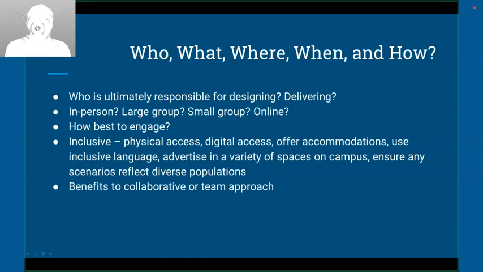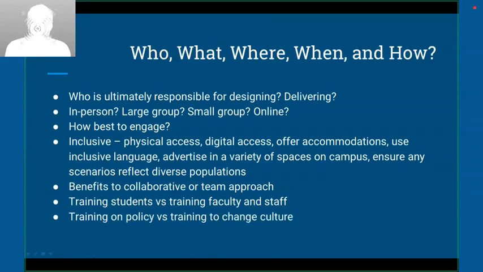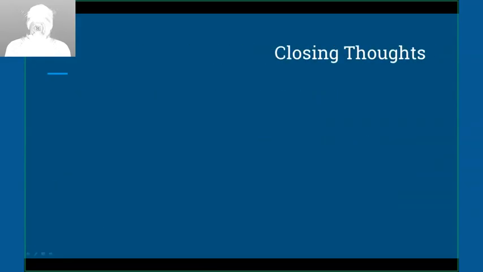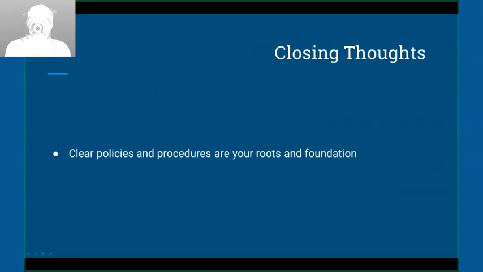And then just again to say that there might be benefits to using a collaborative or team approach to design and carry out training and prevention efforts. And thinking about really the learning objectives and the purpose of a training. Is it to educate the community about the policy, or is it to try to address maybe a climate or cultural issue that's been identified? And how might that impact the way that the training is developed?